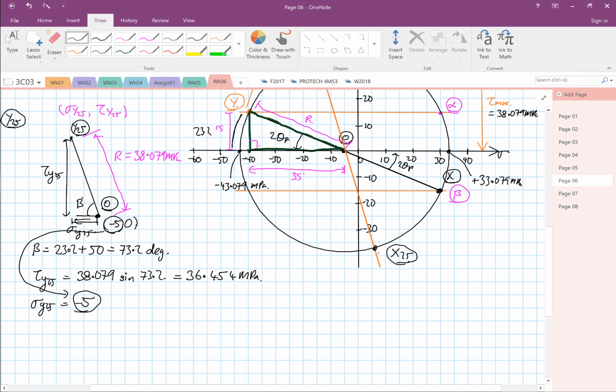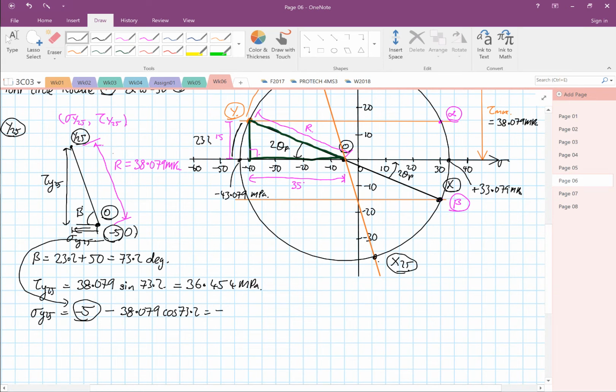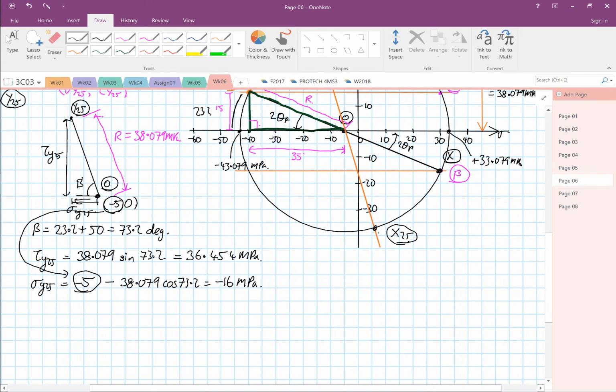Your Y25 normal stress is minus cos 73.2 times the radius, 38.079. So cos 73.2 times 38.079 is equal to minus 16 megapascal. So we know that the shear stress Y25 is equal to the shear stress X25.